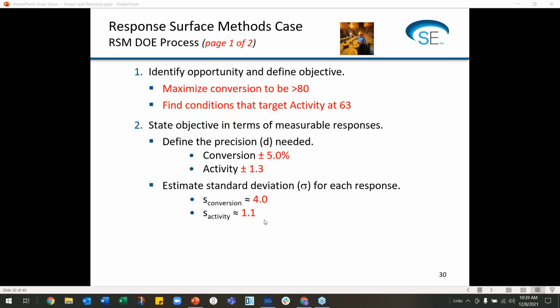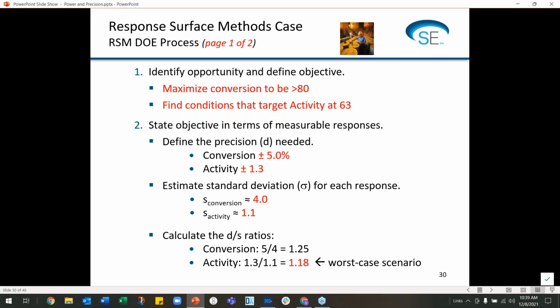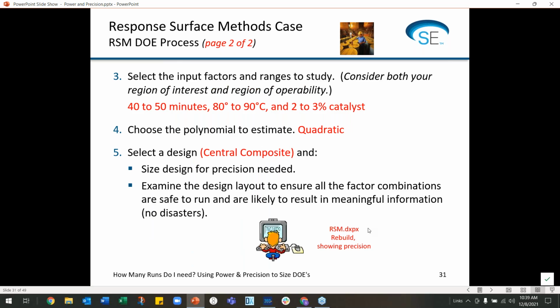Now we have to form our signal to noise ratios for both responses. So here's the conversion signal to noise ratio, 1.25, and the activity signal to noise ratio of 1.18. Now, since this is the worst case scenario, this is the one that we are going to evaluate with the FDS graph.